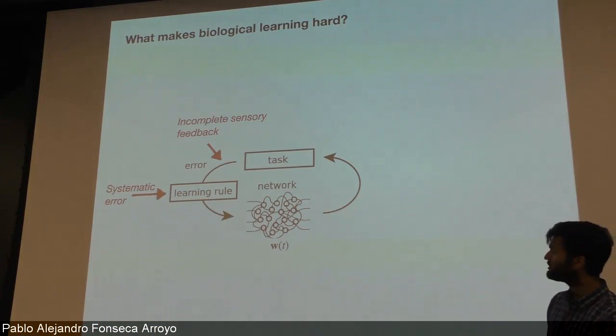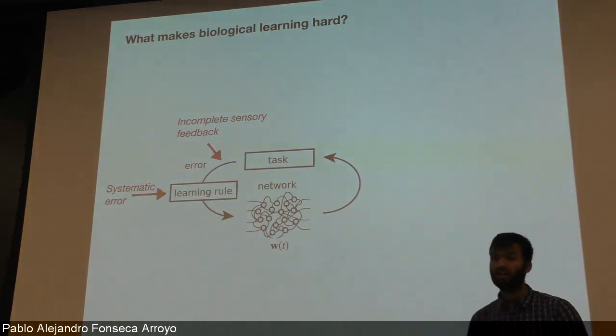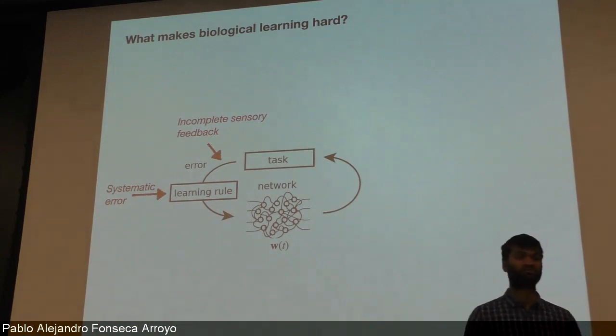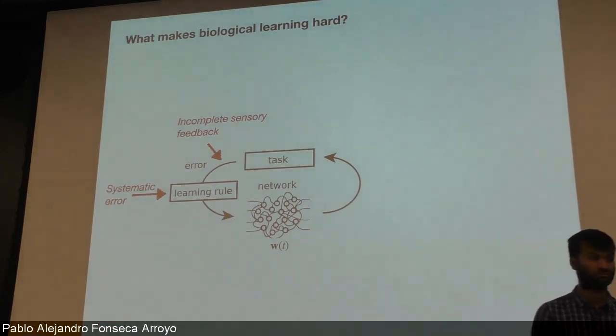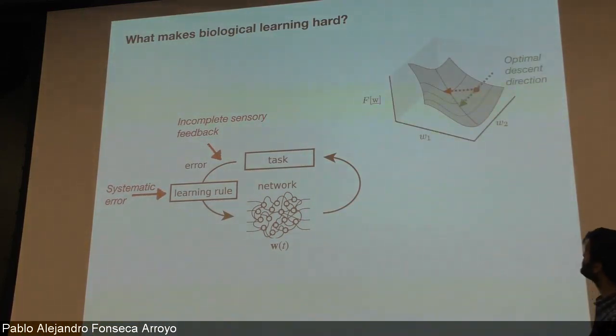And then my learning rule itself is probably going to have some systematic error. It's not necessarily that I can implement perfect Adagrad or whatever in the brain. What does this mean geometrically? Well, the actual descent direction I'm going to take is not going to correlate completely with the optimal. Might in fact correlate quite poorly.